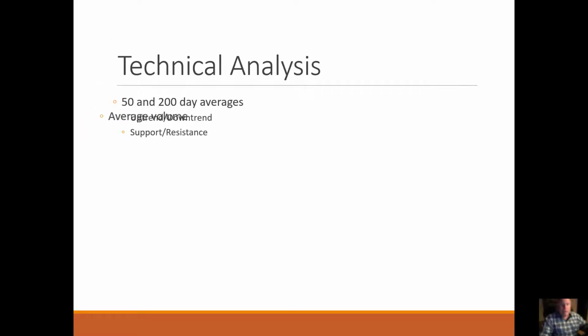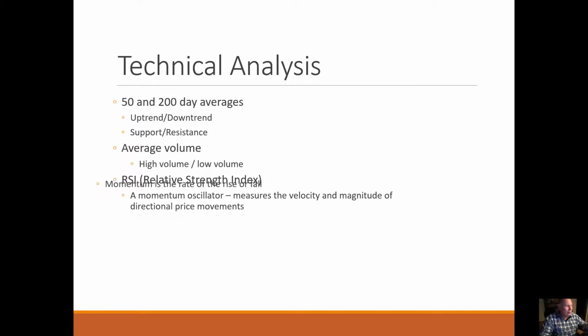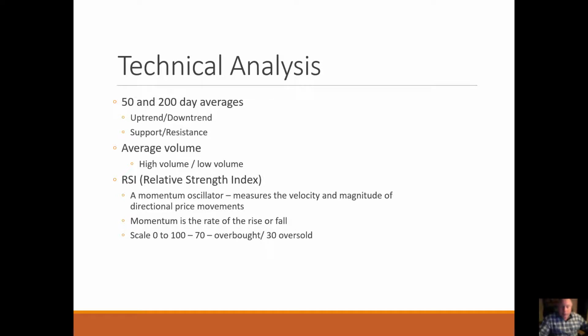We have average volume, high volume, low volume. What's happening? Is a lot of shares being traded? Is the trend up? We look at relative strength index. And that's a momentum oscillator, and it measures the velocity and magnitude of directional price movements. And when we look at it, momentum is the rate of rise or fall. Is it going up? What's the velocity by which it's moving up? And it's on a scale of 0 to 100.